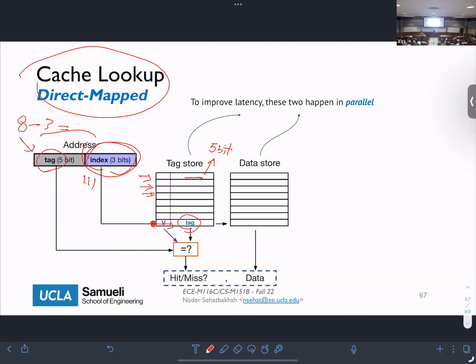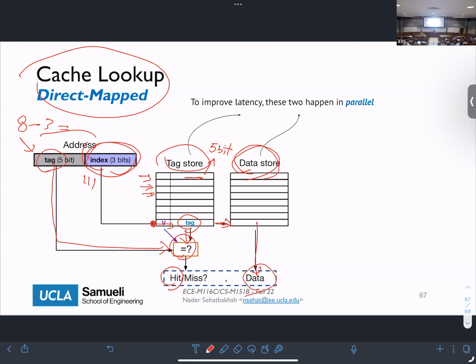I'm going to bring this tag and compare it with the tag that I have in the address. If these two match, it means that I have stored the correct address, so this would be a hit. And if it's a hit, then I go to my data store, same index, and bring my data. Now I have the answer to hit or miss, and I also have the data that I want to read. Does that make sense? And the interesting thing is, we don't need to wait for this to read this. We read these two in parallel.